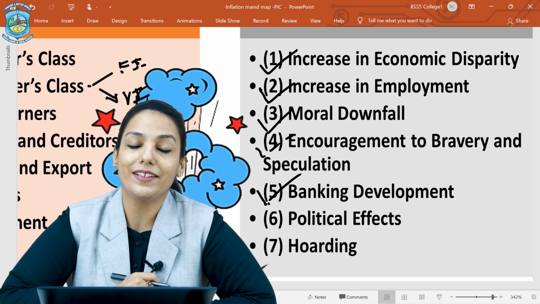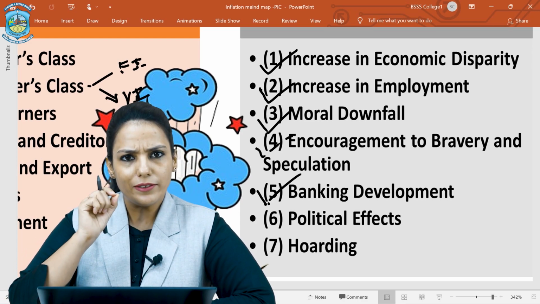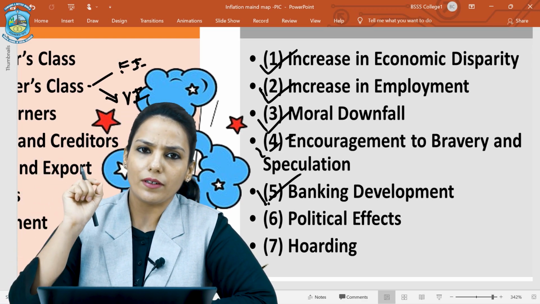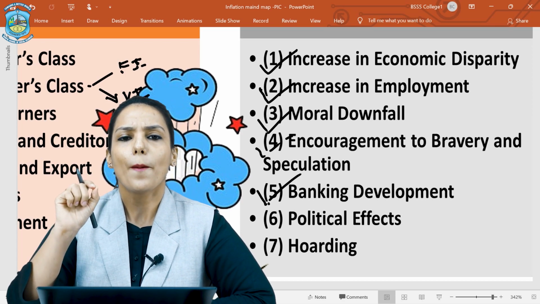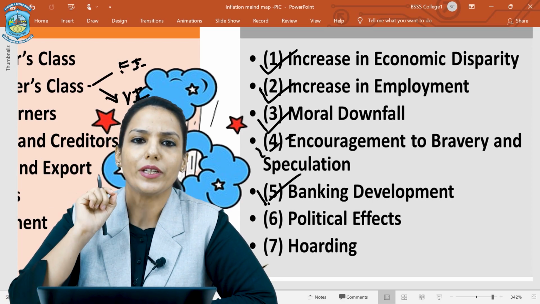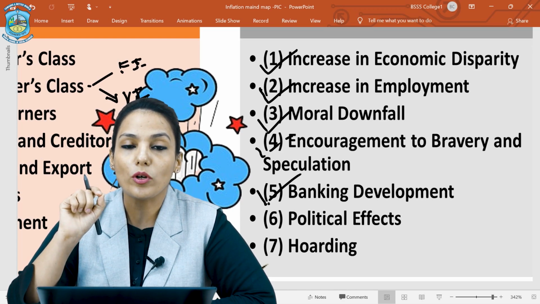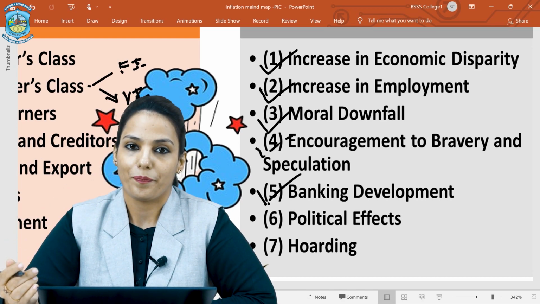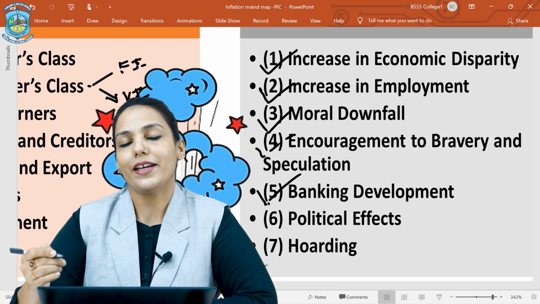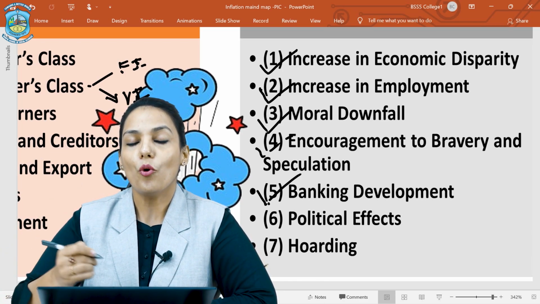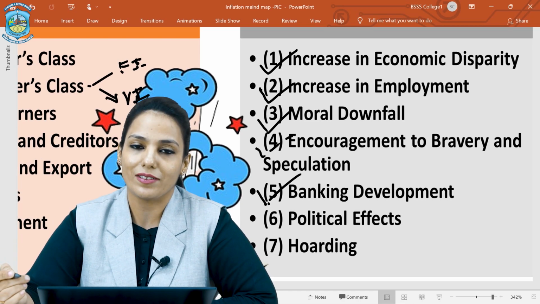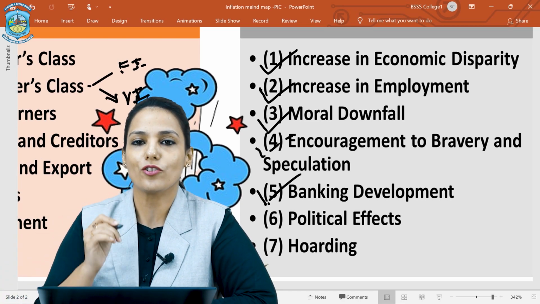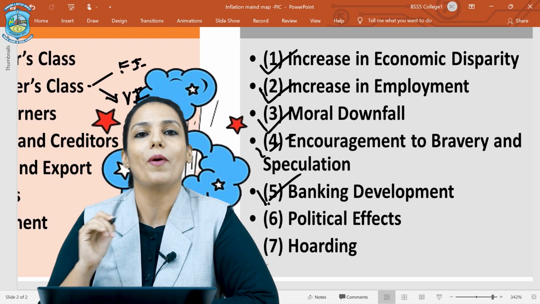Next, banking development. People's income increases dramatically amid inflation, and as a result, bank deposits also increase. These deposits enable the bank to extend more credit. The higher the credit expansion in the economy, the more the business activities, and as such, inflation is advantageous in terms of banking development.